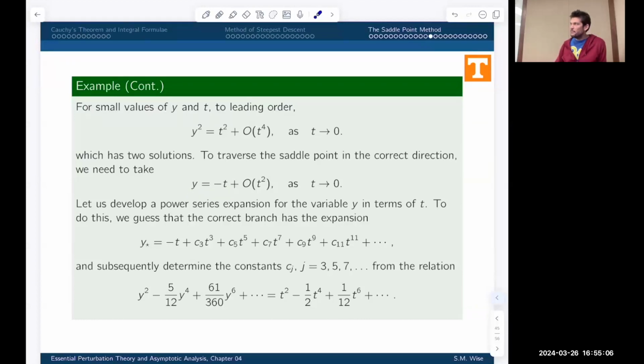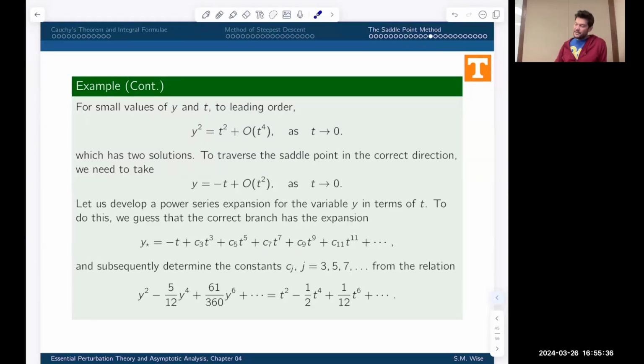Well, what I'm going to do is proclaim that there's a power series expansion out there which has this expansion. And the leading order I'm going to choose to be minus t, because that's the correct leading order. For t small, y is also small. We should just have y approximately equal to minus t. So this y star is the power series expansion that I'm seeking. The problem is I don't know these coefficients, C3, C5, C7, C9, C11.